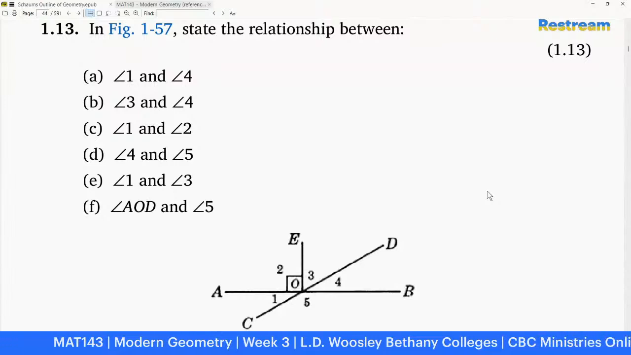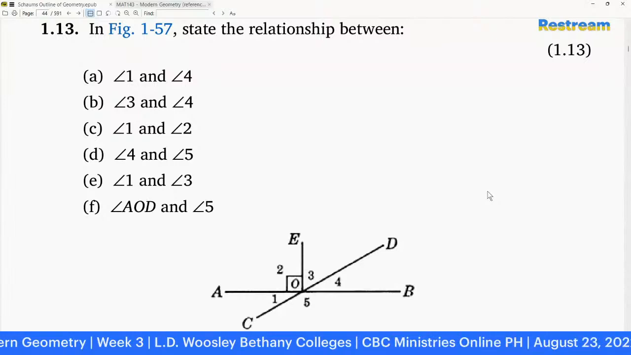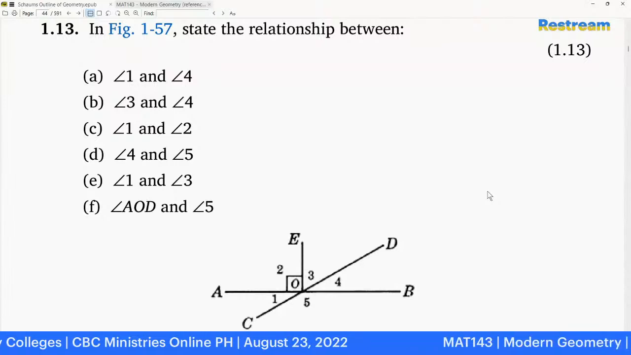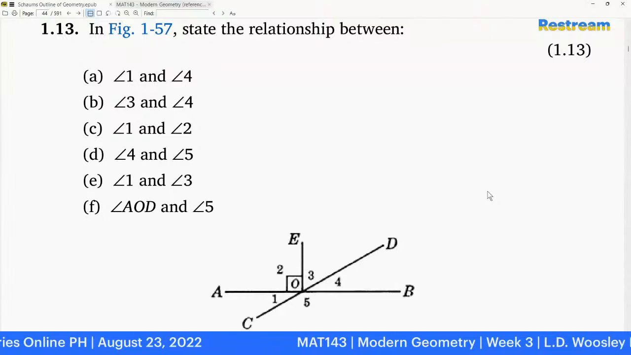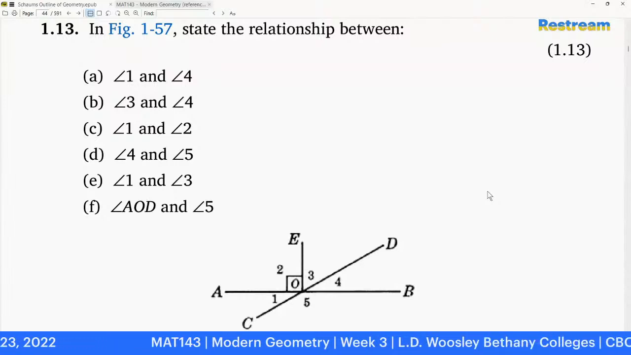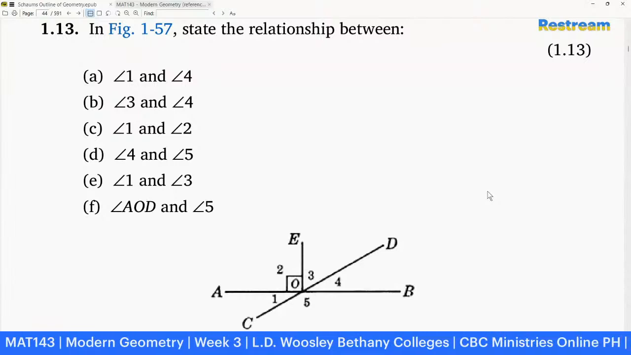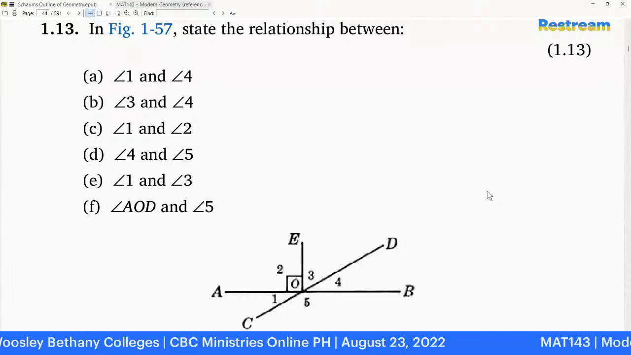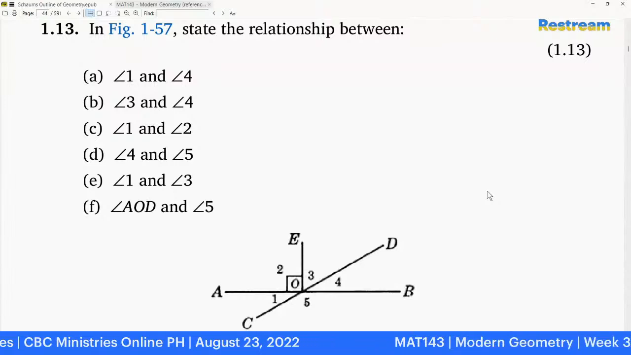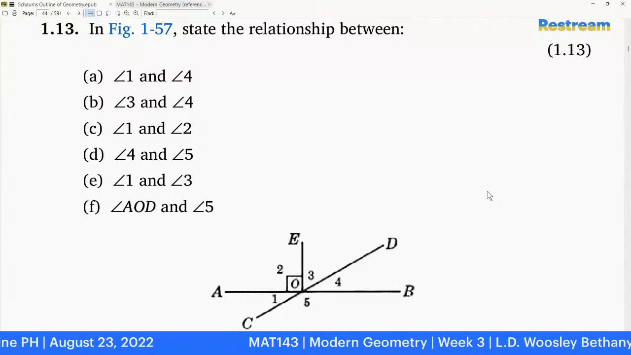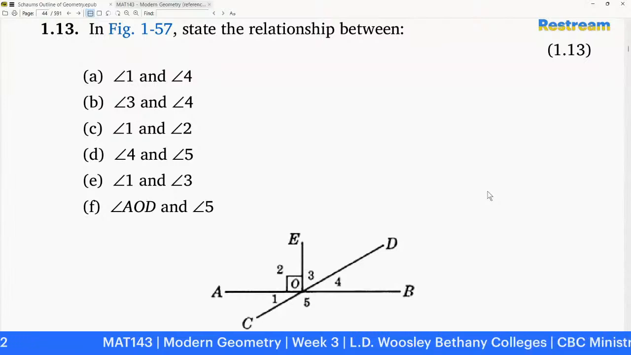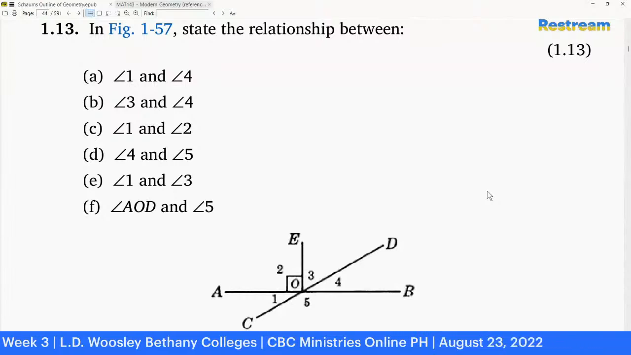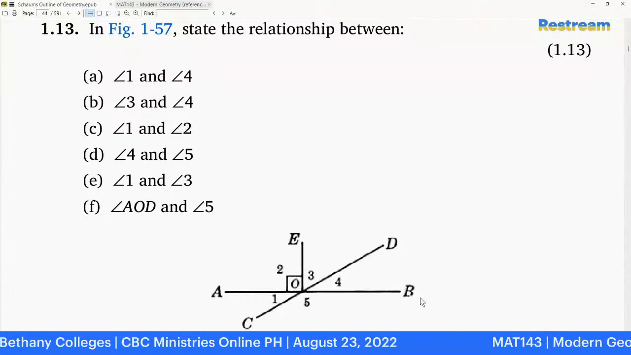Sige, Gillian, letter D. Supplementary po. Supplementary and adjacent also. Tama? Kasi pwedeng supplementary na non-adjacent. Tama ba, Gillian? They're supplementary and adjacent at the same time. 4 and 5. Okay. Yes, sir. Opo.